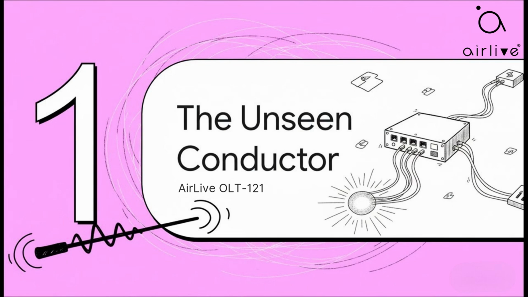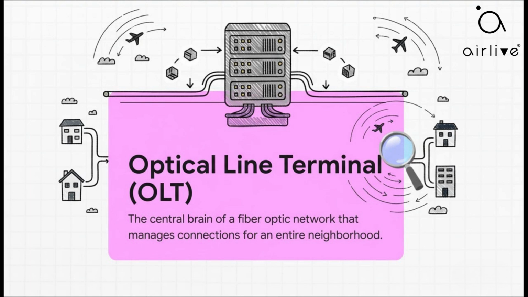Well, the hero of our story today is a piece of hardware called the optical line terminal. You'll usually just hear it called an OLT. So an OLT is basically the central brain of the whole fiber optic network. It's this box that sits in your service provider's local office, and its job is to manage the connection for an entire neighborhood. The best way to think of it is like an air traffic controller, but instead of planes, it's juggling billions of data packets. It's in charge of every single bit of information flowing in and out of the network to thousands of homes and businesses. It's a huge job.